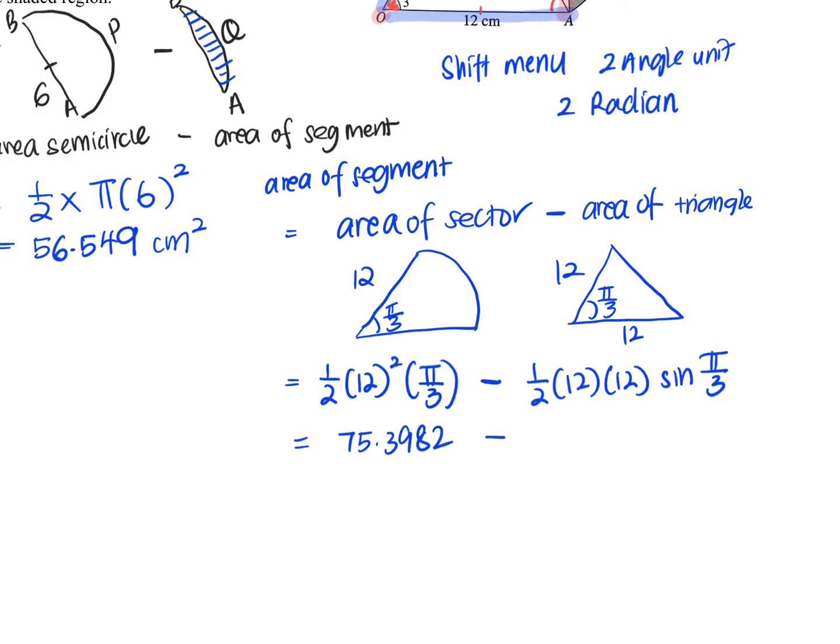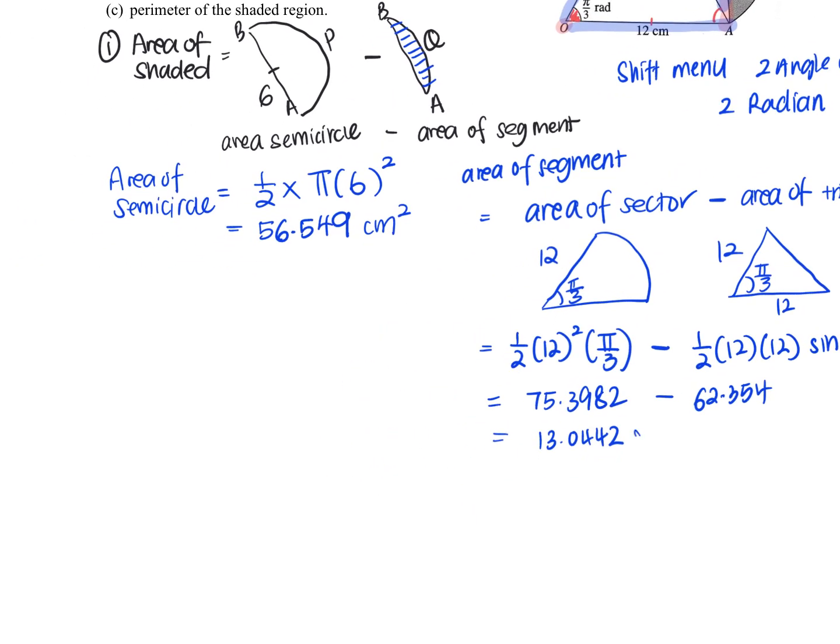And this one here is half times 12 sine. Remember radian mode, fraction pi over 3. I have 62.354. Subtracting each other, we get 13.0442 cm square. Now we have both the pieces of information that we want.